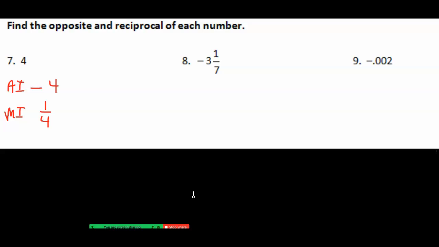In number 8, we need to rewrite that as an improper. So it's going to be negative. To get it as an improper, you take the bottom, multiply it by the outside. So 7 times 3 is 21. And you add the top. So that's negative 22 over 7.